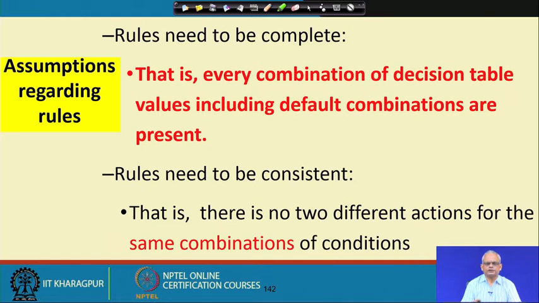Now, let us see some assumptions made regarding the rules. One is that when we form the decision table, all possible combinations of the conditions are represented. That is how we must develop the decision table, so that we don't miss out on specific combinations. And one thing we must guard against is that for the same combination of conditions, same values of the conditions, we cannot have two different columns with two different actions taking place. That will be a contradictory thing. So, we should guard against this while developing a decision table.